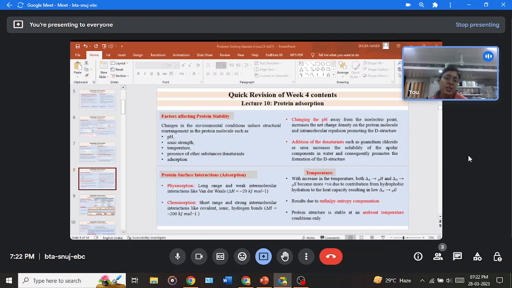So in case of temperature, if there is an increase in temperature, both delta H and delta S become more positive due to contribution from hydrophobic hydration to the heat capacity, resulting in low delta G. So this usually occurs due to the enthalpy entropy compensation. So protein structure is usually stable at an ambient temperature condition only. So at lower temperature it can denature, or even at high temperature, it will denature.